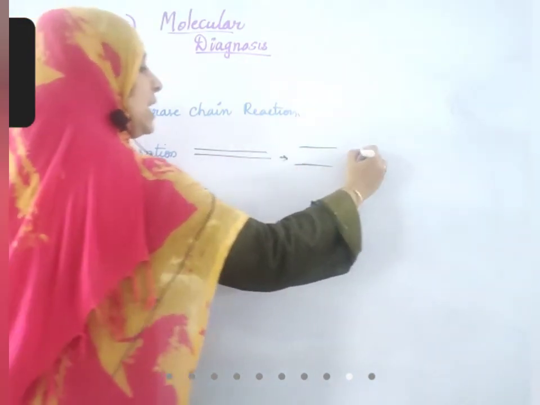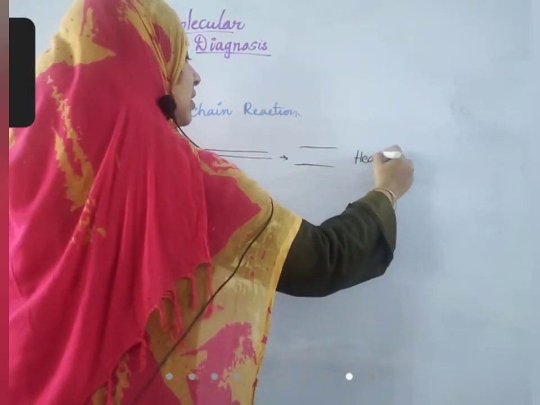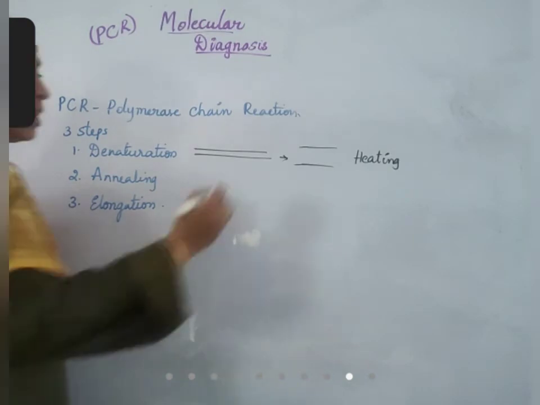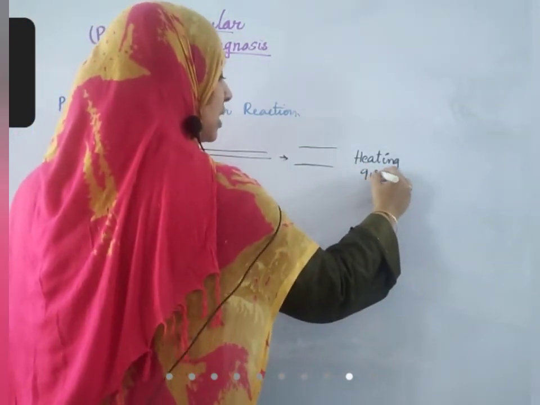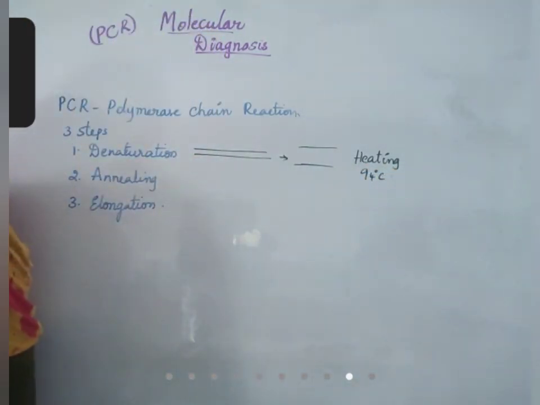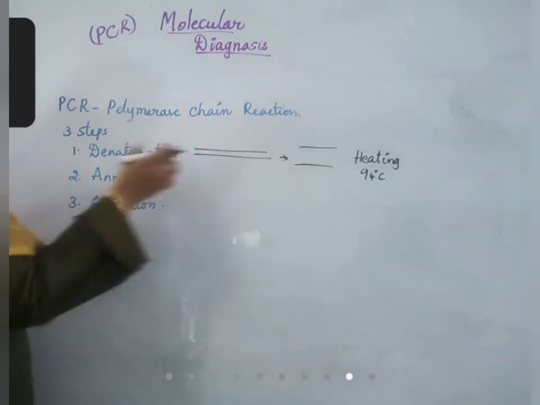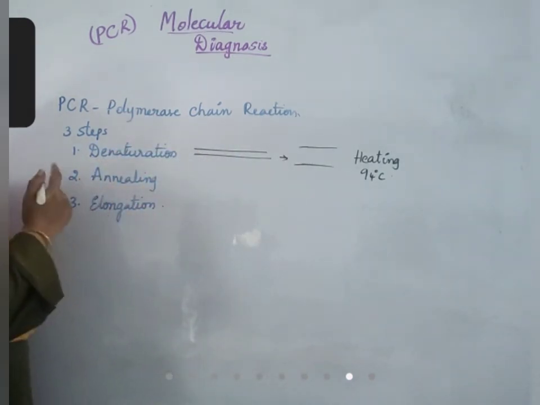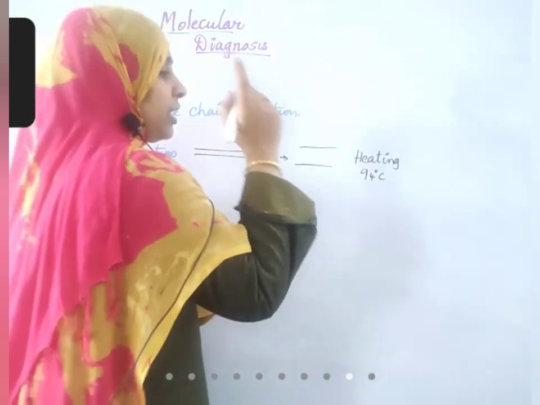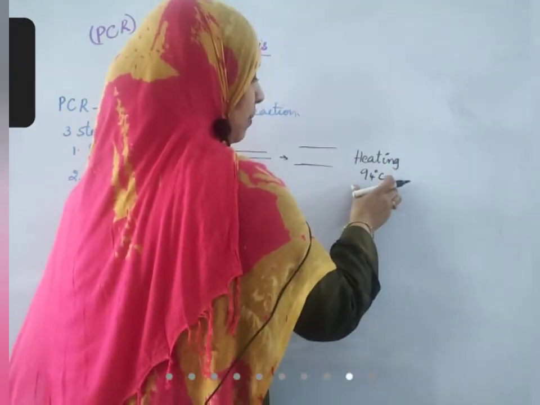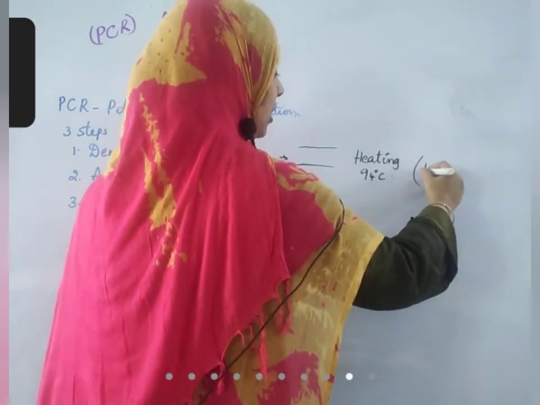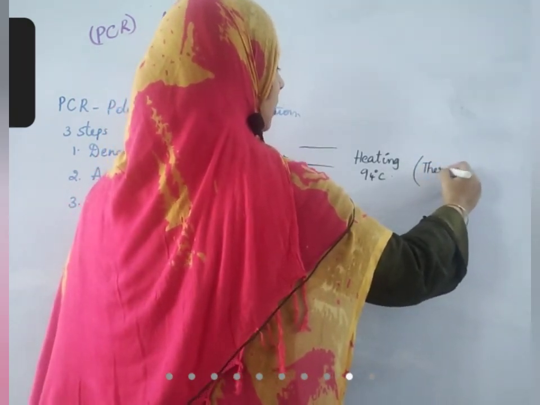It is done by heating, boiling the contents. How much? 94 degrees Celsius approximately. So if you heat this much, the bacteria in which this gene is added should die, no? 94 degrees. So definitely the bacteria that is used here will be a thermophile.